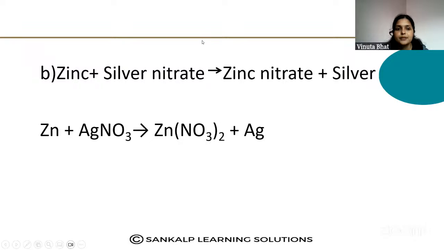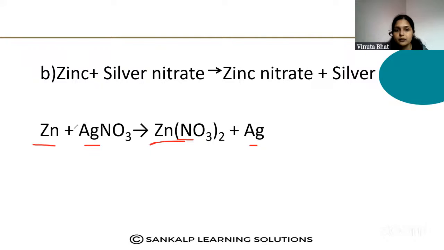Then zinc reacts with silver nitrate, which forms zinc nitrate and silver. Try to balance this reaction. Zinc is the same, and silver is also the same. But nitrate here, 2 nitrate and 6 oxygen.